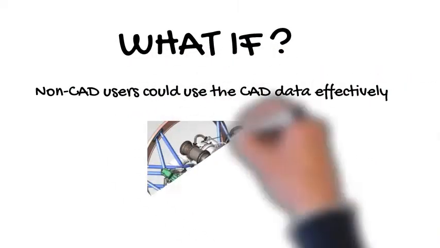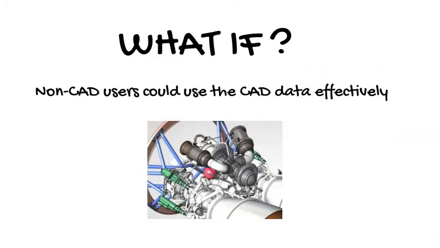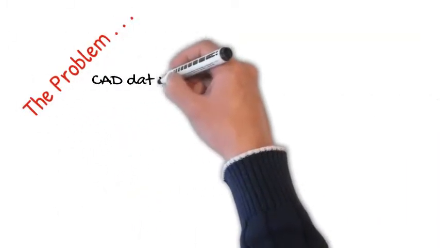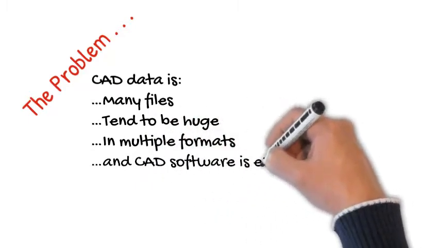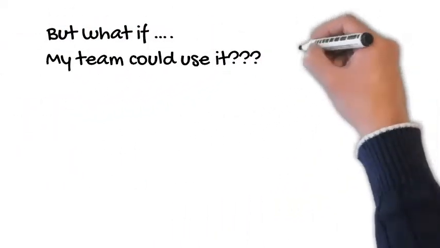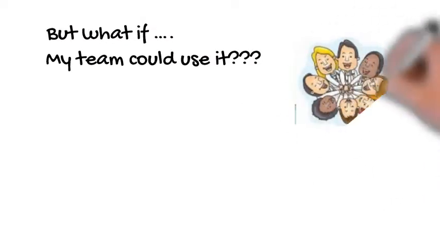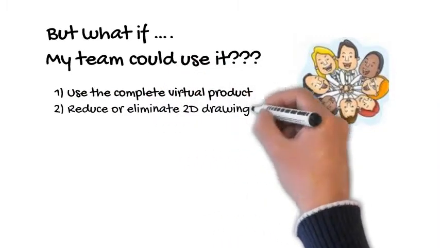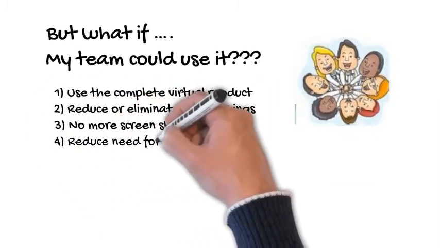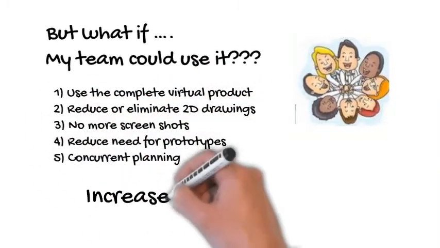So why is CAD data so difficult to use downstream? If you aren't a CAD jockey, the model data is difficult to use for many reasons. It might as well be locked away. But what if my entire team could really use the CAD models, really use them, moving away from 2D drawings, screenshots, and photos? What if they could do their jobs with the virtual product?